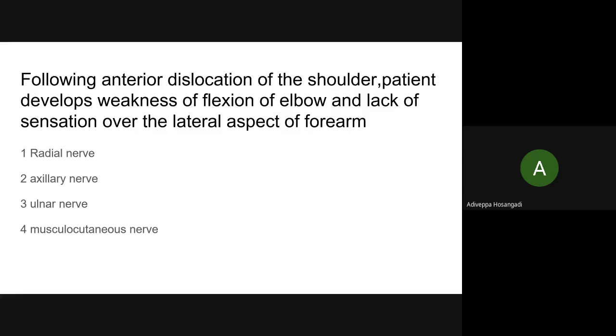But please remember, it is the musculocutaneous nerve. See, the question is given very nicely: weakness of flexors of the elbow, sensation on the lateral forearm. It supplies coracobrachialis and the elbow flexors. You go and read. This is the answer.